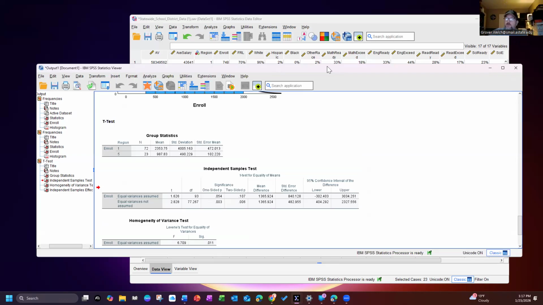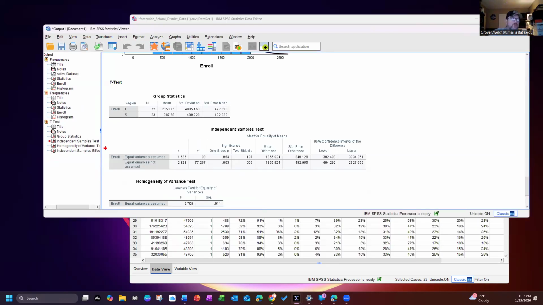Now, how will I report these? So let me start here with my APA report. My assumptions. First, I am checking the assumptions. I'll start with normality by looking at the histogram. It appears that neither data set is mostly bell-shaped, so I am seeing a violation of normality.